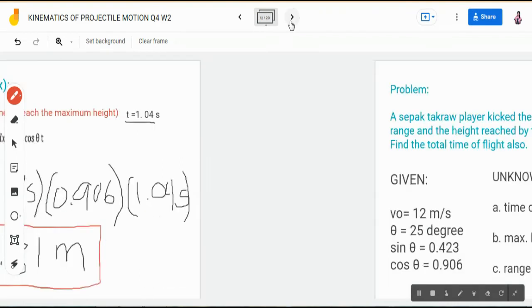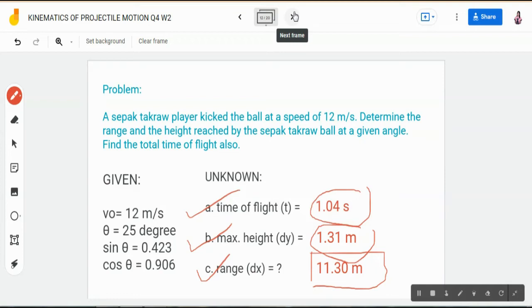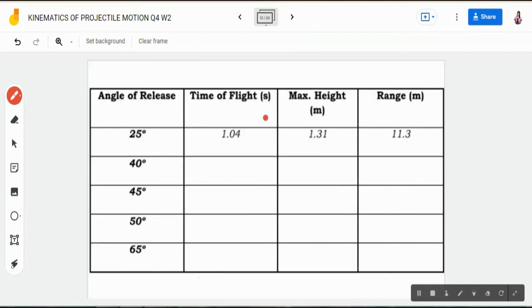So, let's move on. Ayan, nakalculate na natin yung tatlong unknown. Una, yung time of flight. Pangalawa, yung maximum height, which is dy. And then yung range na 11.30 meter or 11.31. So, ganun tayo mag-compute, okay, ng ating tatlong unknown. So, ito siya, 1.04, 1.31, and 11.3 or 11.30. So, same lang naman yun.